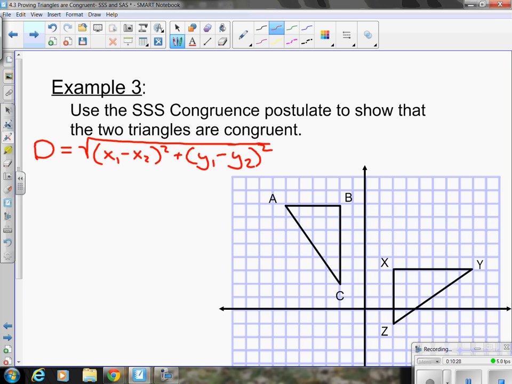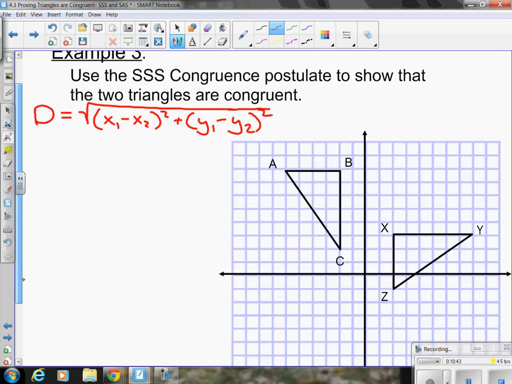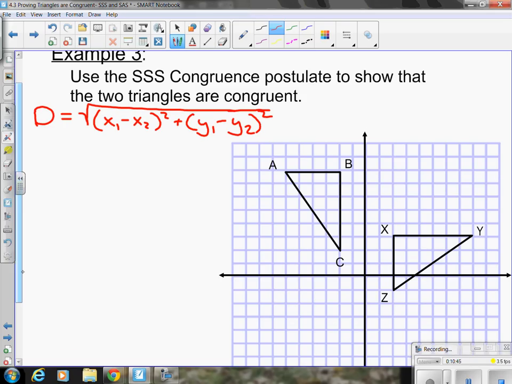I believe this is the last example. And they want us to use side, side, side congruence postulate to show the two triangles are congruent. So they want us to basically find the length. This is kind of what you call a coordinate proof. We'll be doing this a lot in the end of the chapter, but it's a nice introduction now.